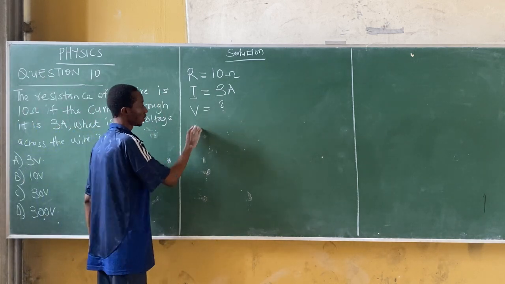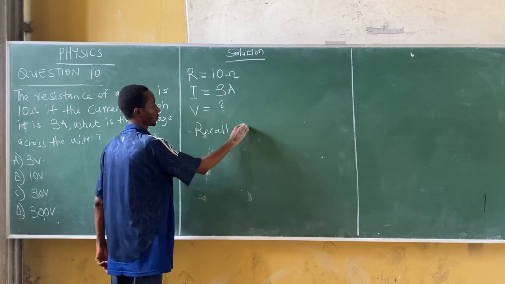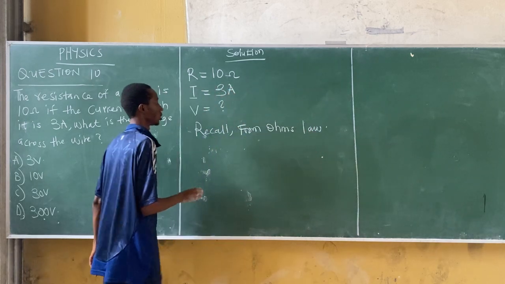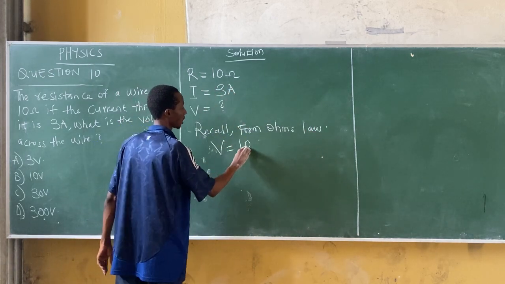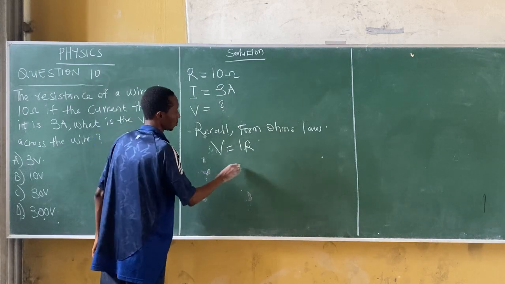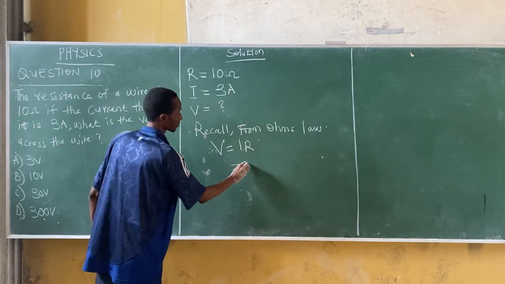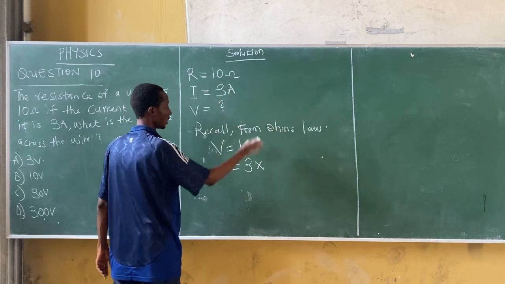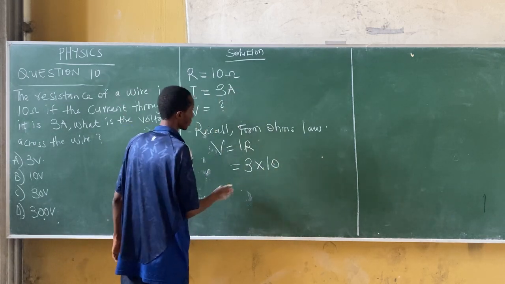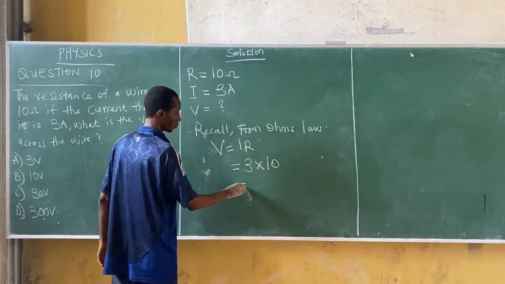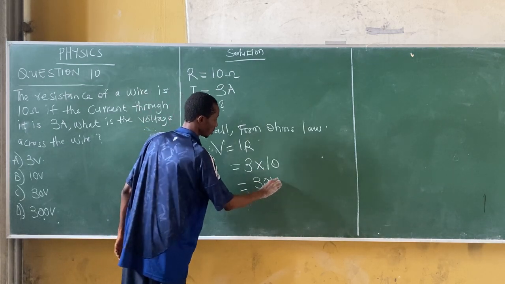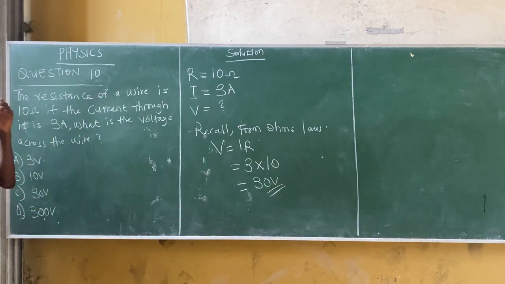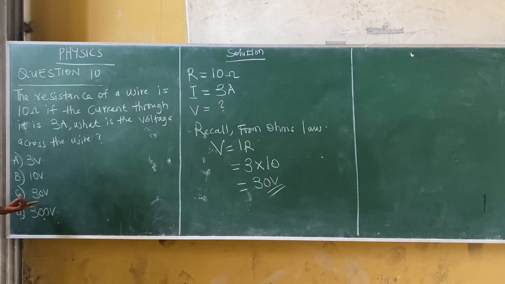Now recall from Ohm's law that V is equal to I R. We know the current, which is I, to be 3 amps. The resistance R is known as what? 10 ohms. 3 times 10 will give us 30 volts. So the correct answer to that question is 30 volts, option C.